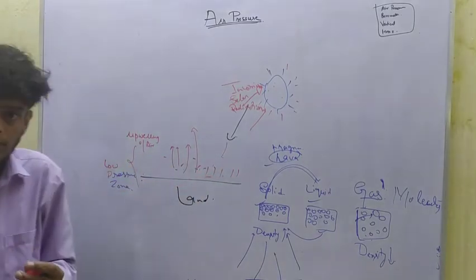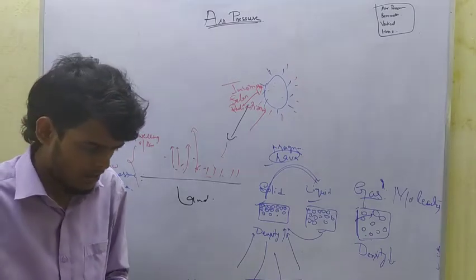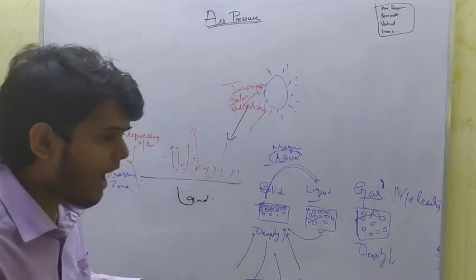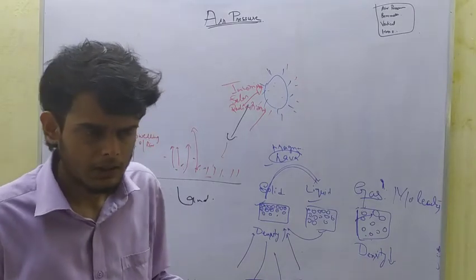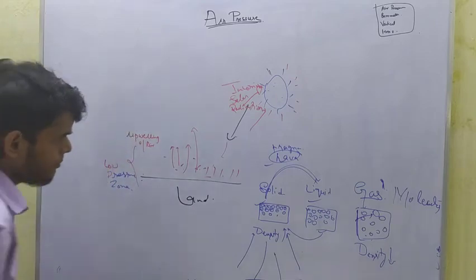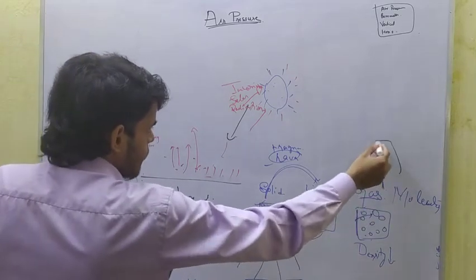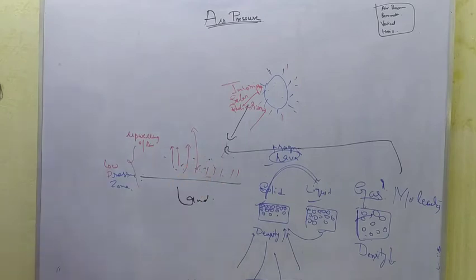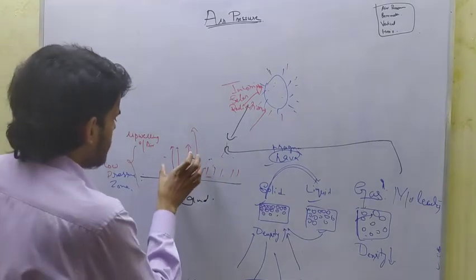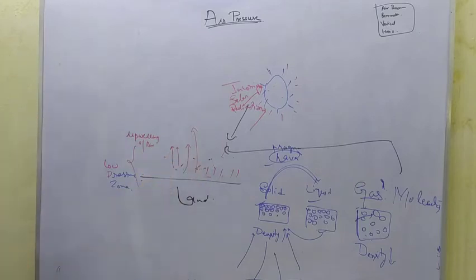So those regions which have high pressure, from those regions the winds will come to the low pressure region to fill this gap. So this is the low pressure region that I have explained.